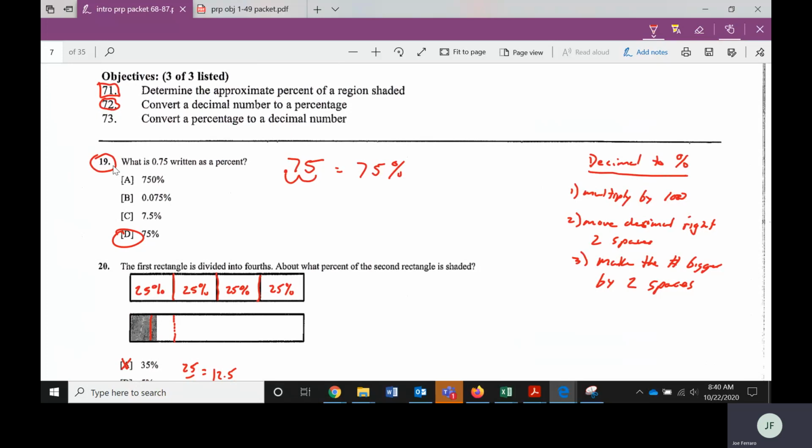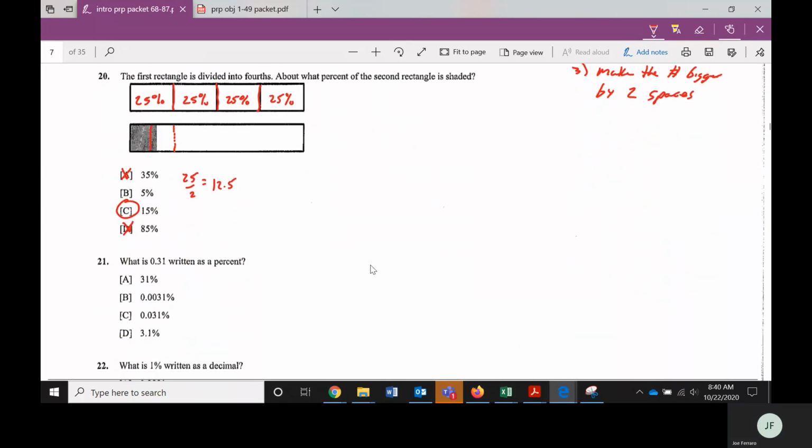Okay, I think there's another one. Let me see. I think just number 21 is another problem. Decimal to percent. We have 0.31. We move it 1, 2, 31% right here.